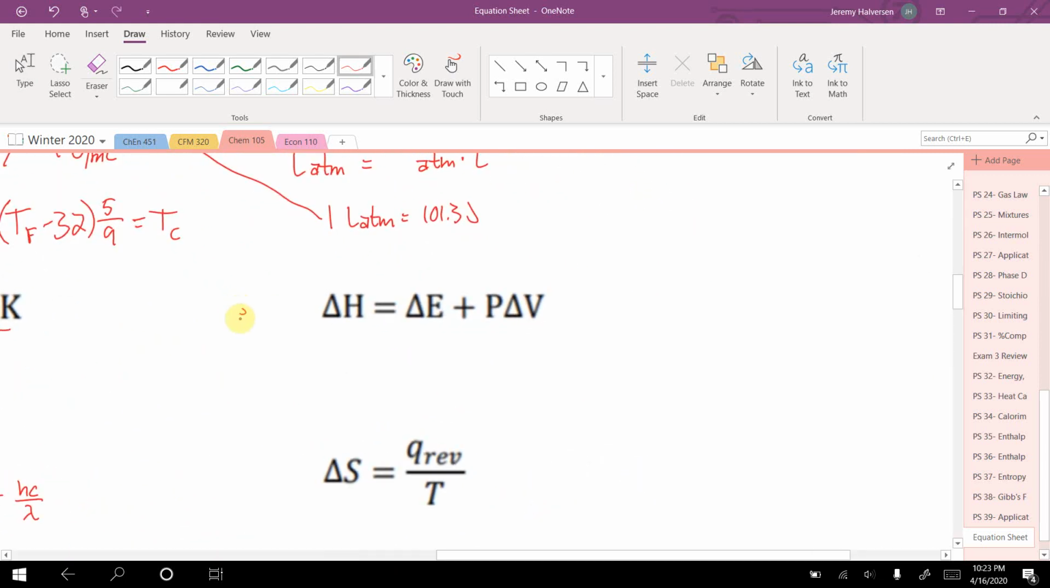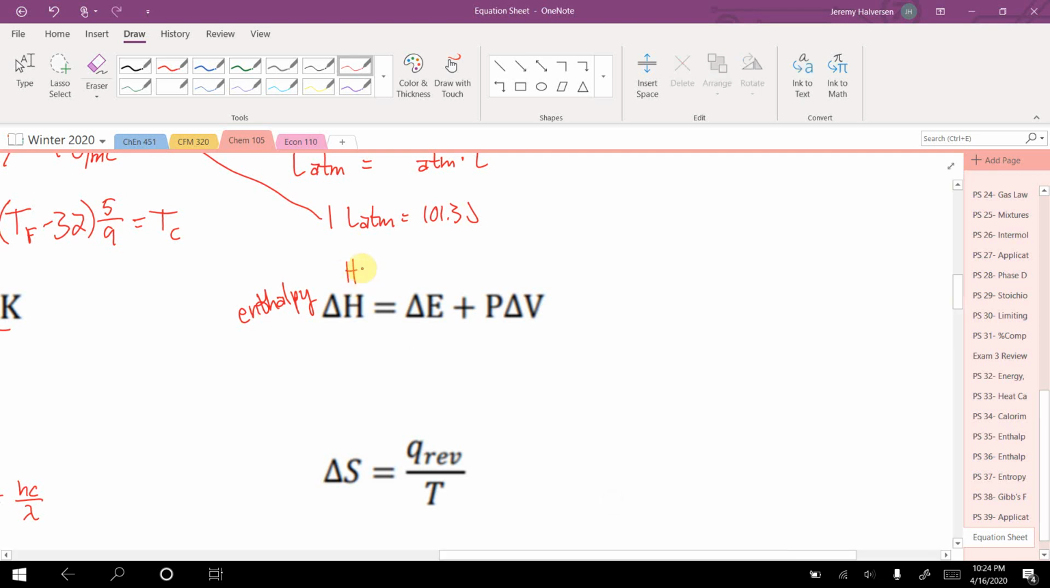Okay, that brings us to enthalpy. Enthalpy is equal to internal energy plus P delta V. Enthalpy is like the total energy in a system. So it takes into account the internal energy, which is like kinetic energy and potential energy, and adds on to that the energy that this gas, for example, has to exert in order to maintain its volume.